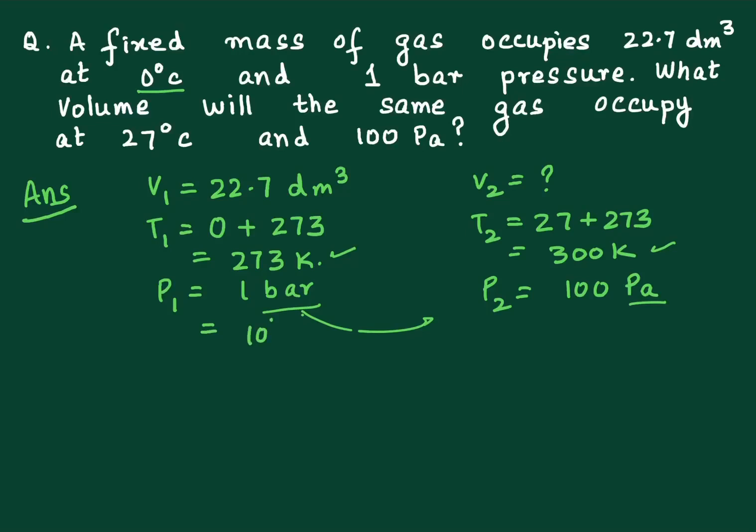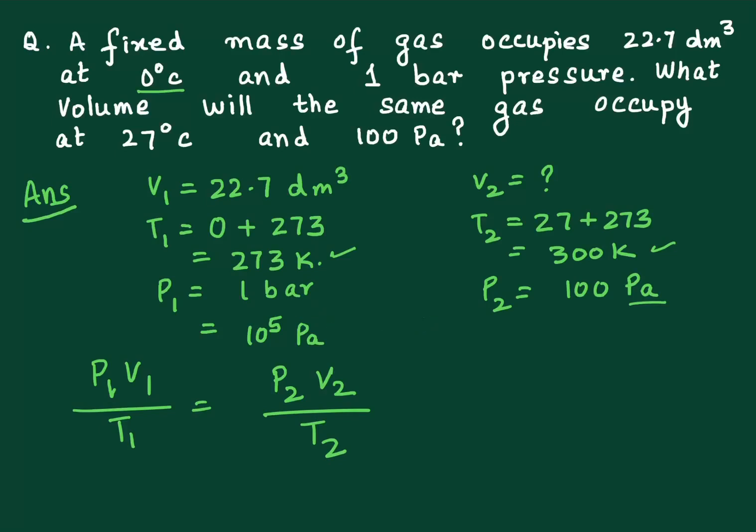1 bar is 10 to the power 5 Pa. Right? Remember the conversions that we did earlier? And then the rest is super simple. P1 V1 upon T1 is equal to P2 V2 upon T2. Jot down the values over here and calculate the answer. Simple. So again, I repeat, just jot down the data.